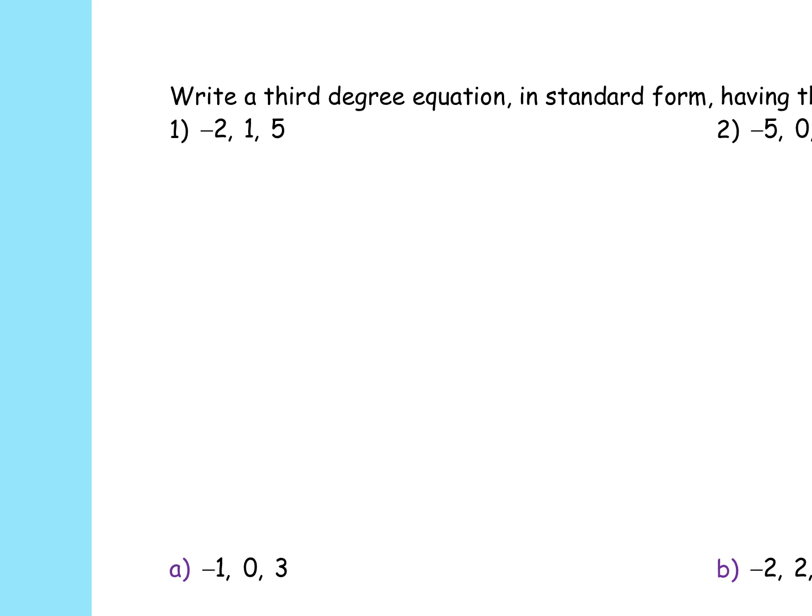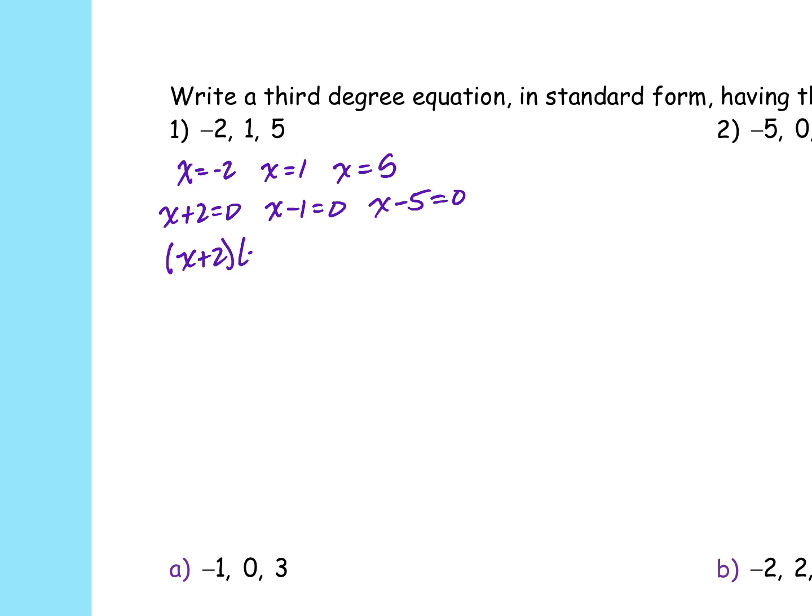I should start out doing it the same way, right? I've got x equals negative 2 and x equals 1 and x equals 5. So when I do the reverse of it, I should end up with x plus 2 equals 0 and x minus 1 equals 0 and x minus 5 equals 0 because I'm subtracting 5, subtracting 1, and adding 2. Is everyone okay with that? Okay, and then I should get x plus 2 times x minus 1 times x minus 5 equals 0.